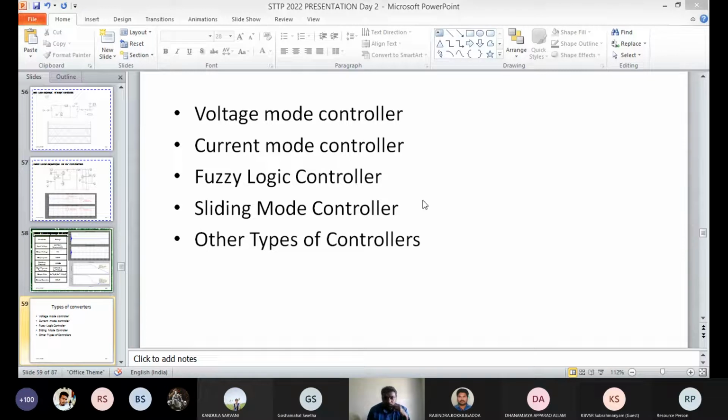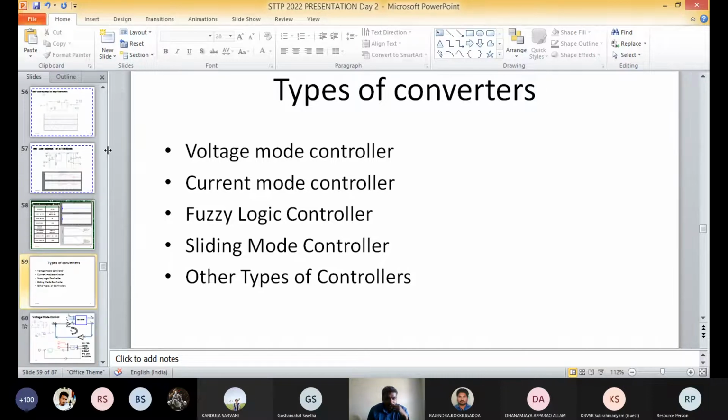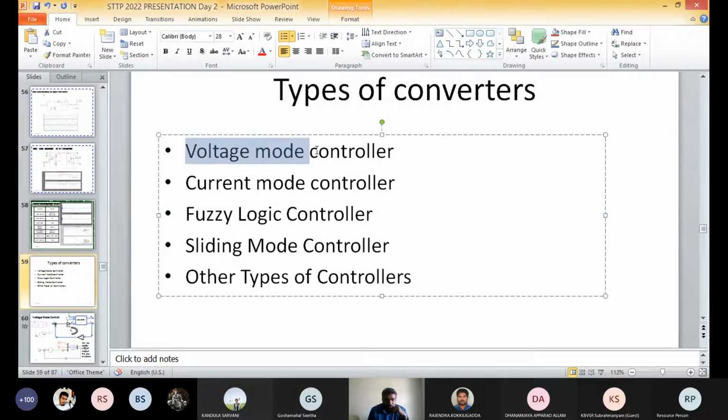And we will continue with the design of the controller for the power converters. Here there are different types of controllers available: voltage mode controllers, current mode controllers, fuzzy logic, and sliding mode controllers, and some other types of controllers. In today's presentation, we will discuss the design of the classical controller, by using the simple voltage mode controller, and then the fuzzy logic controller.